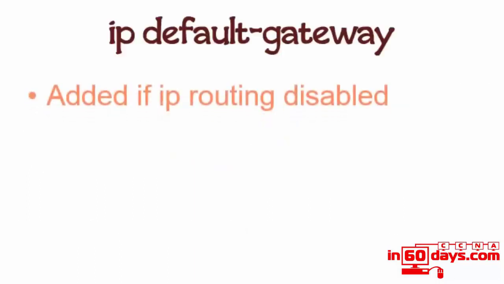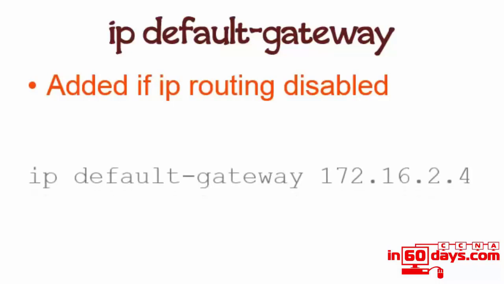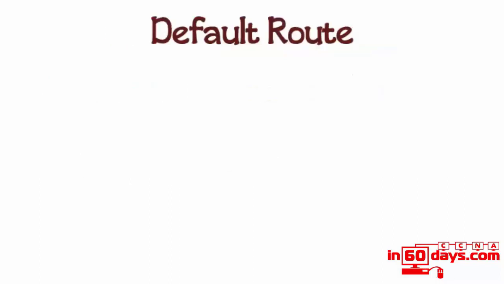IP default gateway. The only time you'll add this command is when IP routing is disabled. So just bear it in mind. They may ask you about it or may give it to you as one of the options in the exam, but the only time it will be used is if somebody's put the command no ip routing on your router, which wouldn't be a good idea. ip default-gateway, and then the IP address, is the command.